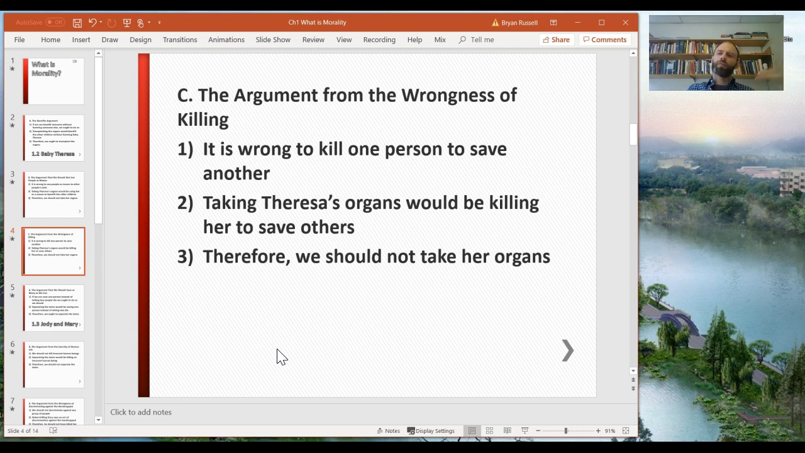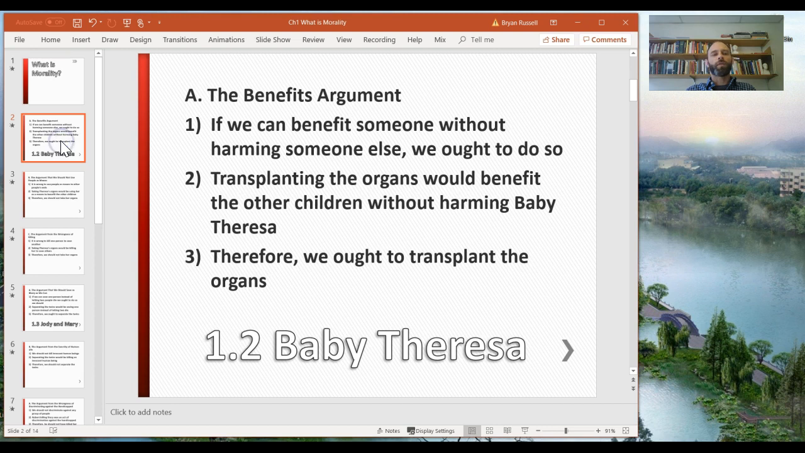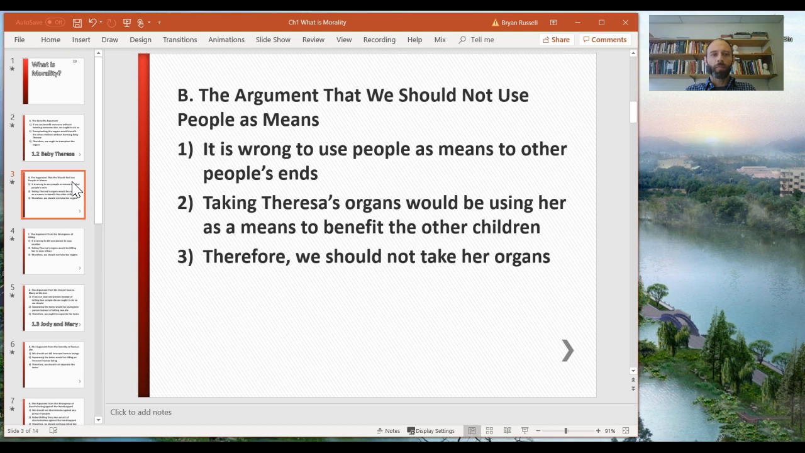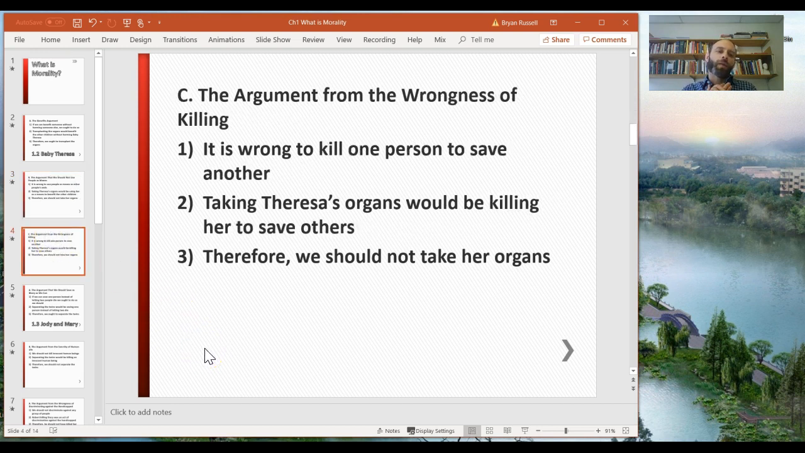Again, and you'll note this in all the arguments that we've considered so far, we have a moral principle for premise 1. We have a claim about the facts of the case in premise 2, and then a judgment drawn from the application of the moral principle to the facts of the case. And note that occurs in all of these 3 arguments here, and all the arguments in this chapter. We have a moral principle up top, a statement of fact about the case, and then the conclusion. It's the same here. So in this argument, the moral principle invoked is it's wrong to kill one person to save another. The fact about the case: taking Teresa's organs would be killing her to save others. Therefore, we should not take her organs. I'll say this passes the first test again.